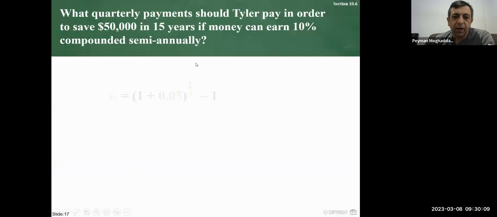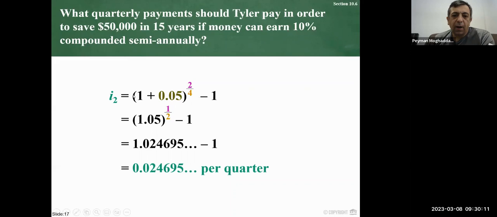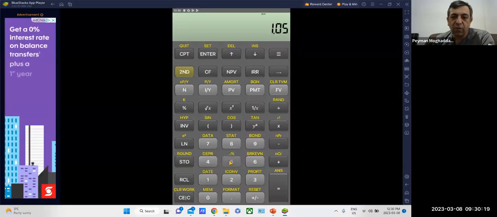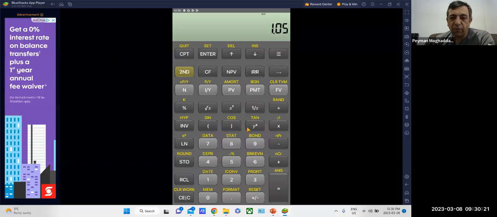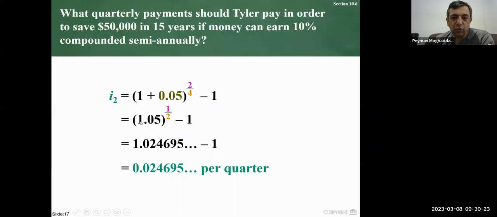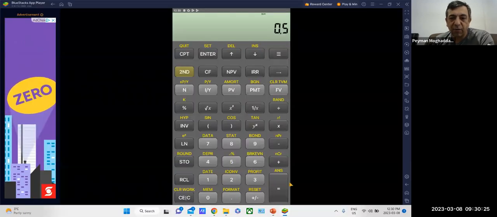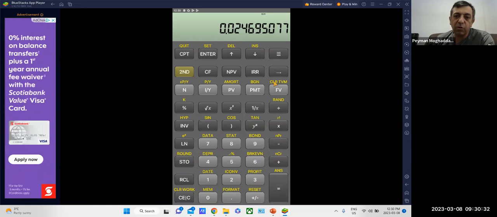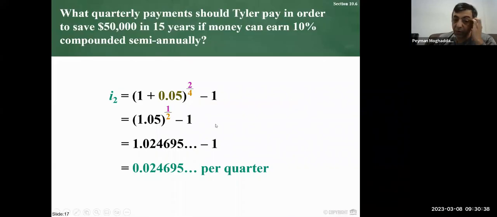Okay, I2 is going to be 1.05 power of 1 over 2 minus 1. So let's do that in the calculator. 1.05 power of 1 over 2, which is going to be half, right? So half, equal to, minus 1. This is going to be I2. So I'm going to store it in I2 because I'm going to use it for my future calculation. So store number 1. I2 is going to be store number 1.